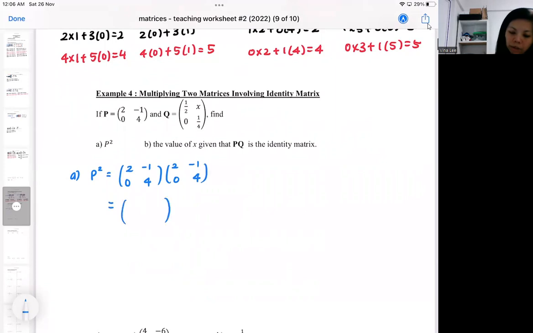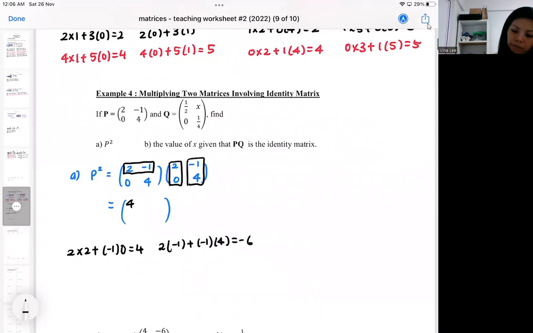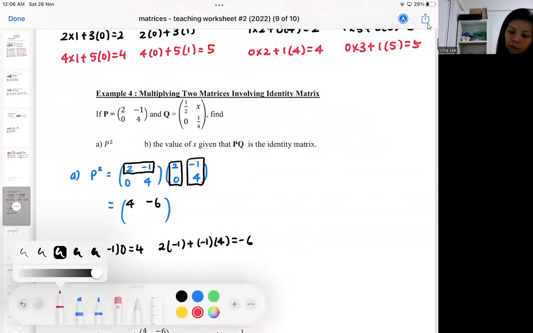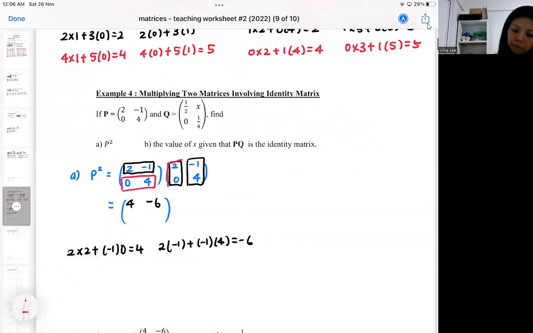You realize that 2 times 2 is going to be quite frequent, so get used to it. 2 times 2 plus minus 1 times 0. 2 times minus 1 plus minus 1 times 4. And do the second layer. So 0 times 2 plus 4 times 0. 0 times minus 1 plus 4 times 4.